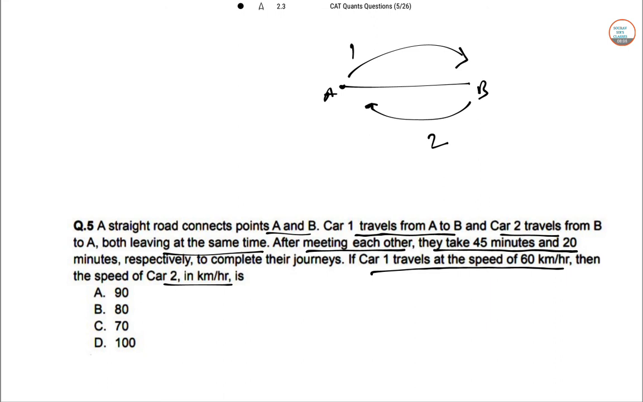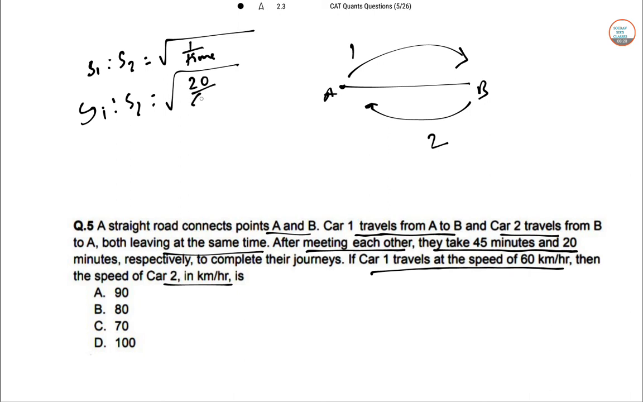Very common formula. In this particular case, the ratio of speeds S1 to S2 is equal to the square root of the inverse of the times, root over 20 by 45, that is 2 by 3. So the speed of car 1 is 60, and car 2 is 90. Option number 1 is correct.